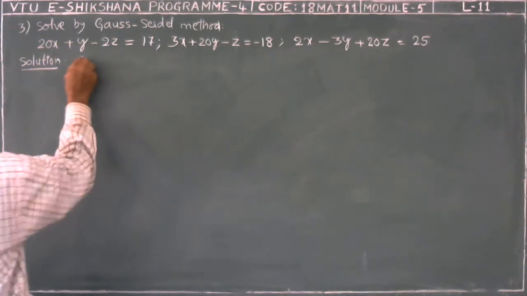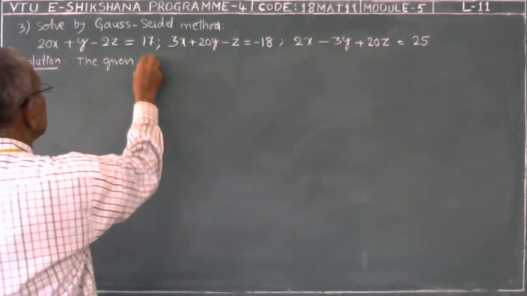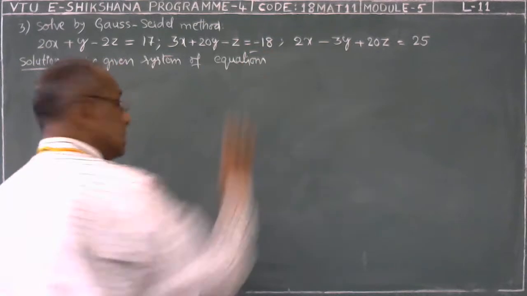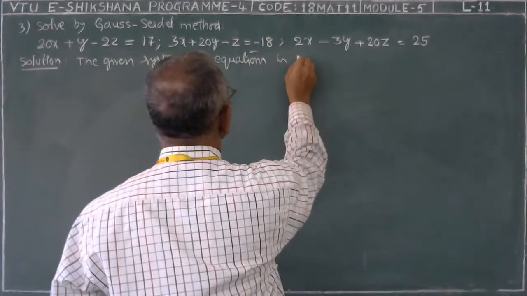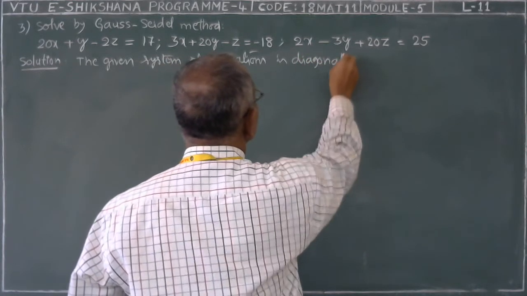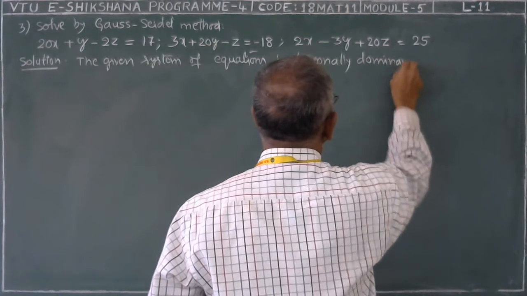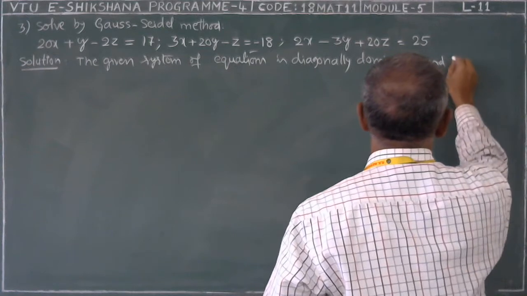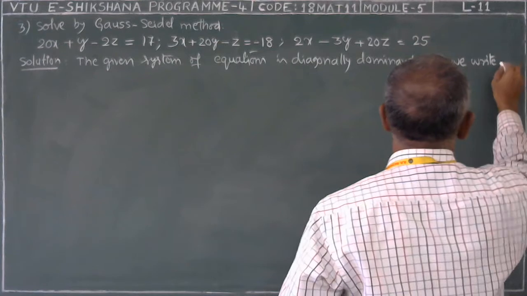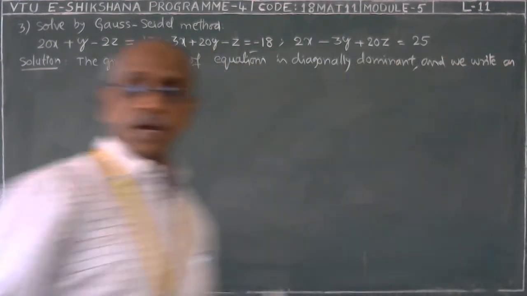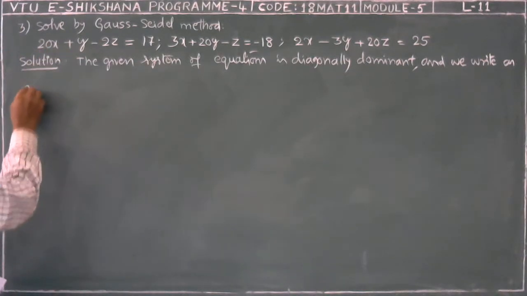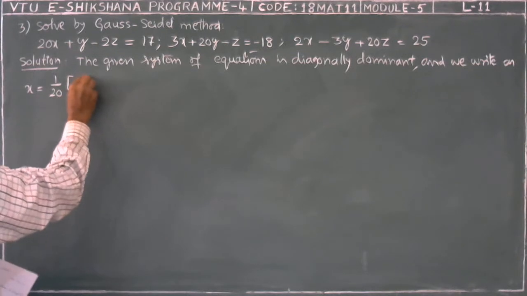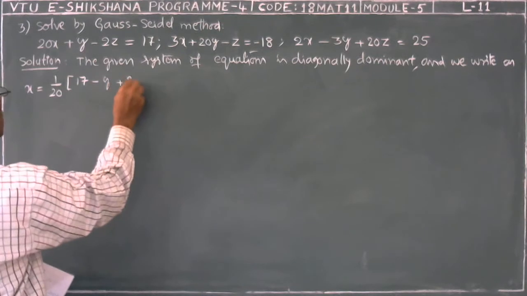Solution. The given system of equations is diagonally dominant, and we write the equations as follows. Solve for x from the first equation. So this will be 1 divided by 20 into 17 minus y plus 2z.